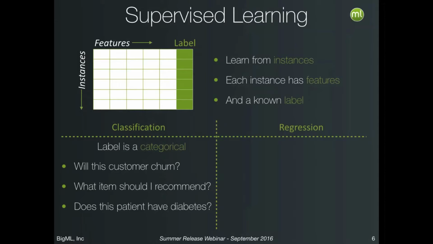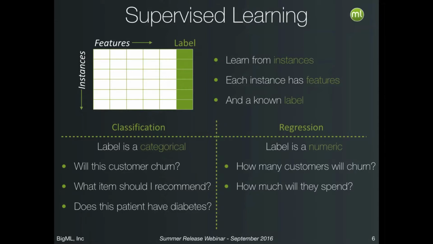The other variety is known as regression. For this type of supervised learning, the label is a numeric value. That is, it's some real number. And this type of data is associated with models that predict things like how many customers will churn, where we're looking for a number of customers. Or how much will this customer spend? Or perhaps even, what is your life expectancy? But in each case, the label, that is the thing we want to predict, is a number.